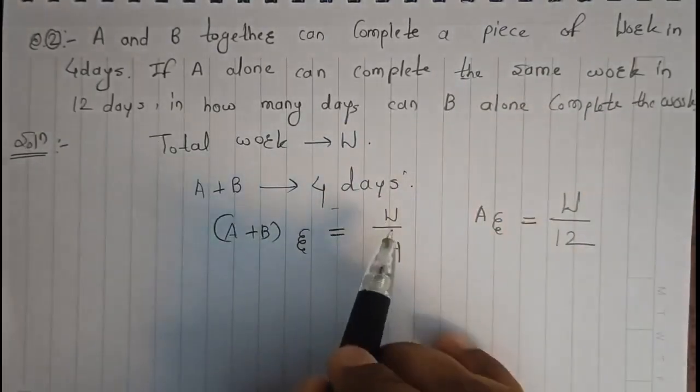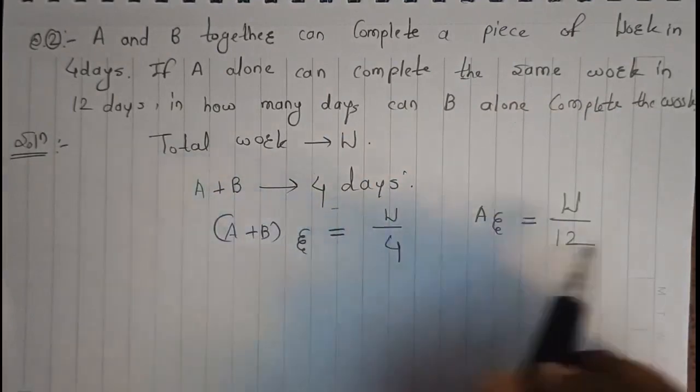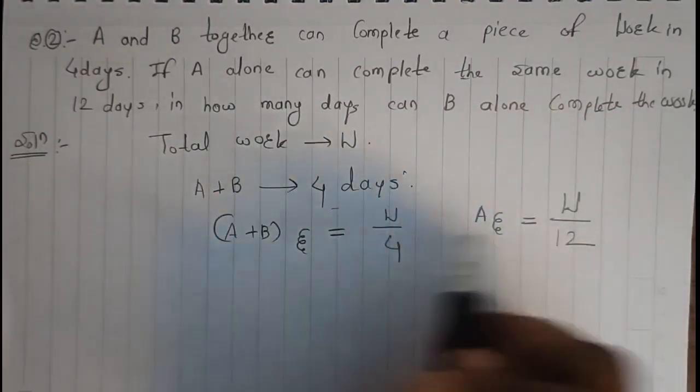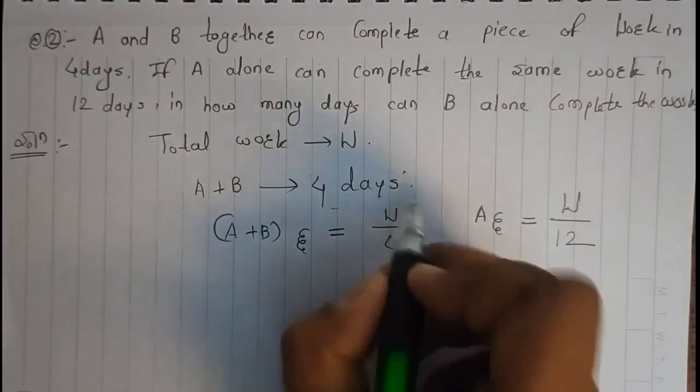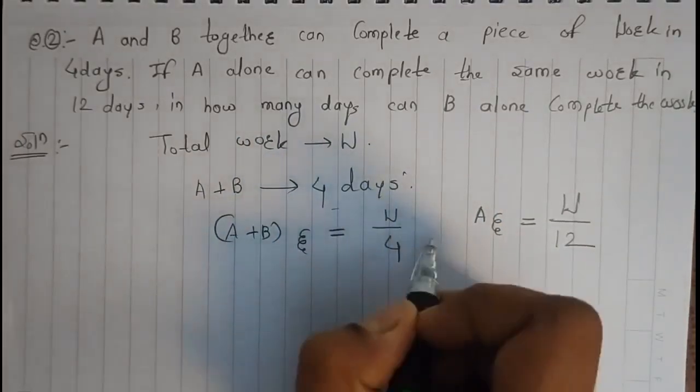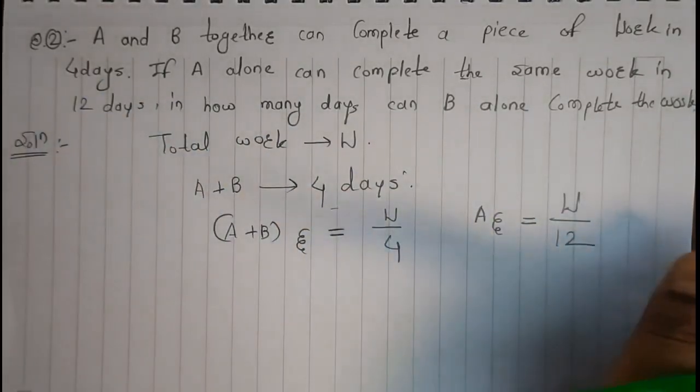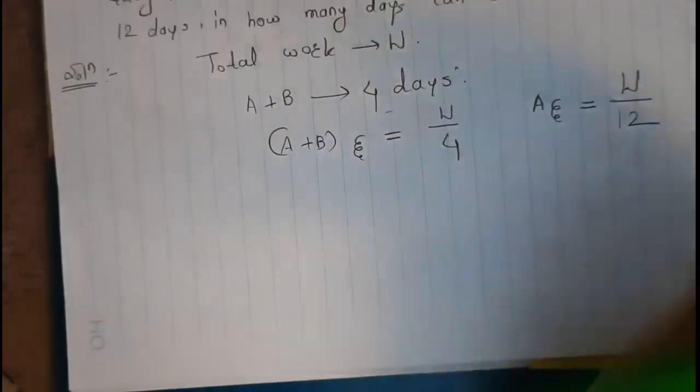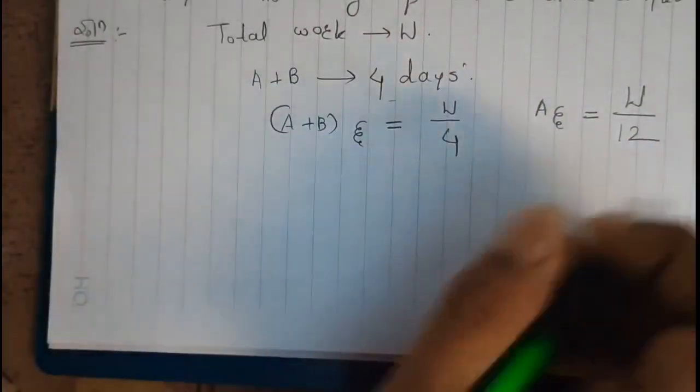Here you can see that now we need something that would be divisible by 4 and 12. You can consider the LCM of 12 and 4, which is 12. So directly W can be your 12, right? You can take 12 as your W. I will actually solve by taking W as 12 after this, right?